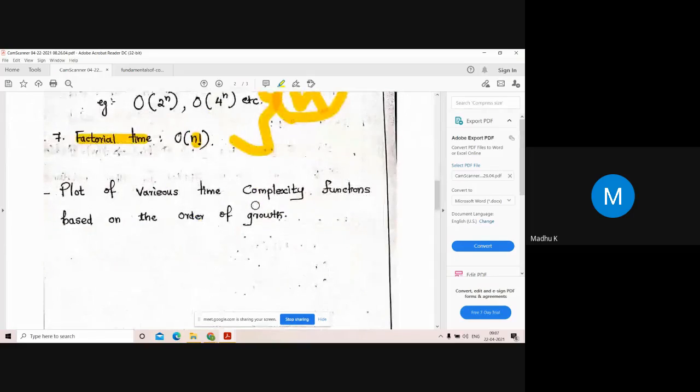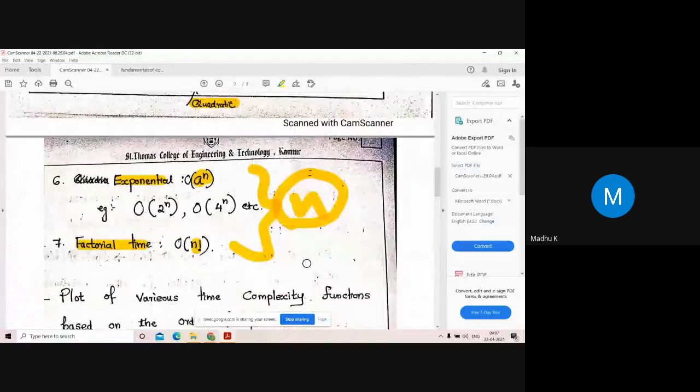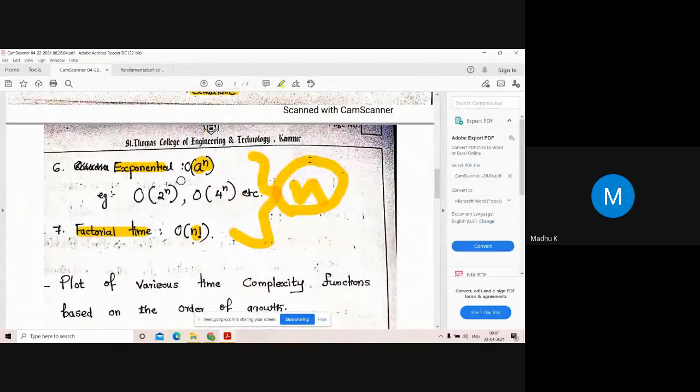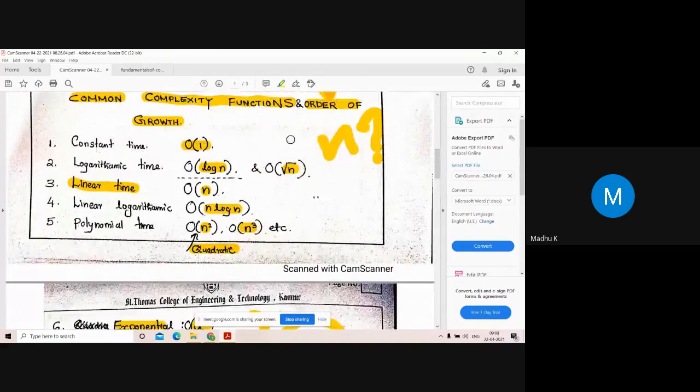So next we are going. In this, we familiarized which are the different complexity functions. The simplest complexity function is big O of 1. Then next is log n and root n. Then next is n. Then next is n log n. Then next is n square, n cube, etc. And then next is exponential, then factorial. This is the order of growth. That is, it will take time in this way.